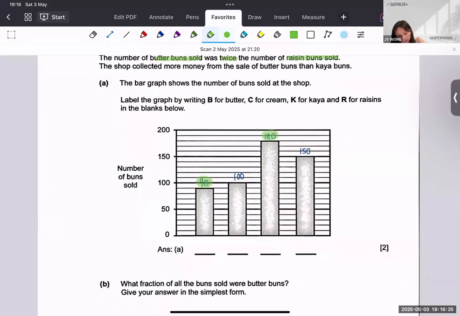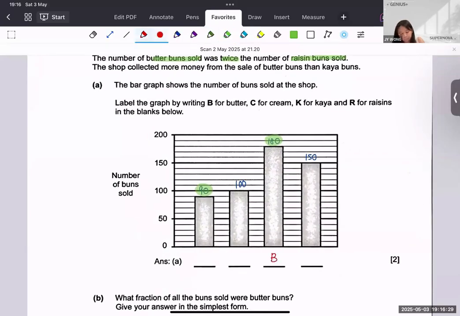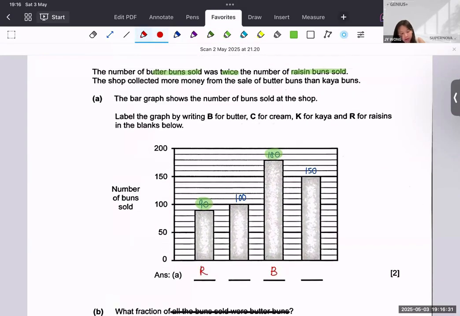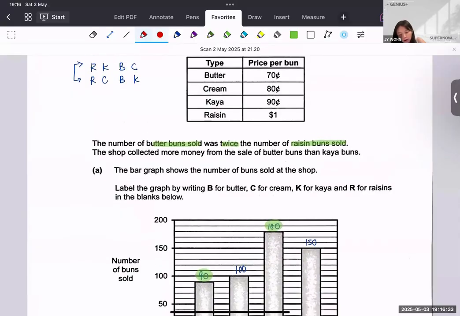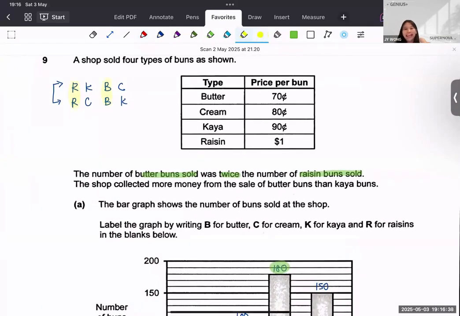So butter should definitely be here. Then your raisin will be here. So that's why I see most answers, these 2 are correct. You all can get it straight away. But it is the next sentence that you need to understand. What's the next sentence?